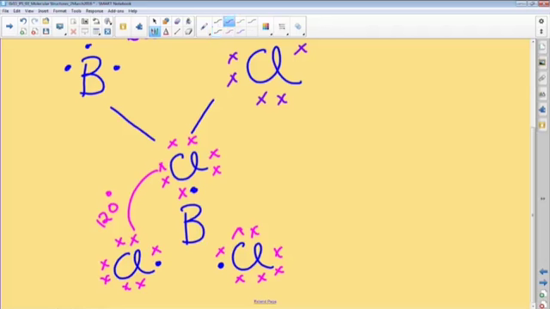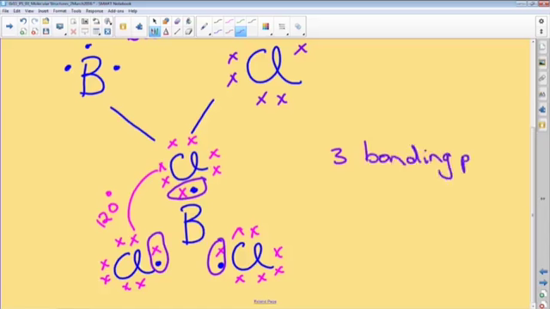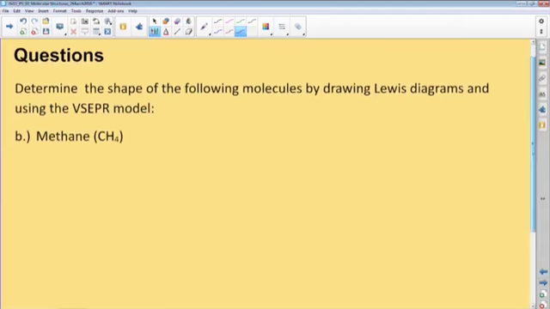Now quickly, let's just have a look at what we've got. I have a bonding pair, a bonding pair, and a bonding pair. So I've got 3 bonding pairs. And do I have any lone pairs on the central atom? No, I've got 0 lone pairs. Does it matter right now that I've got lone pairs on the chlorine? No, it doesn't. Right now it doesn't matter that I've got lone pairs on the chlorine atoms. I'm just looking at the central atom.